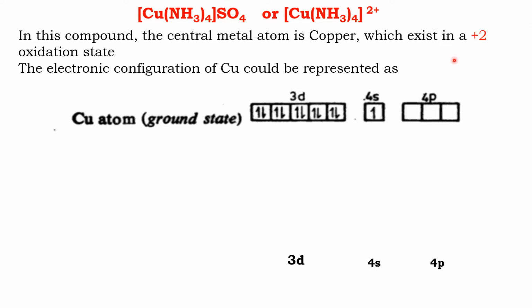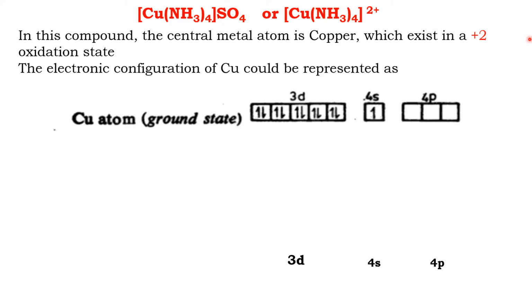The compound we take here is [Cu(NH3)4]SO4, or [Cu(NH3)4]2+. This is called copper ammonium sulfate, that is the trivial name, and the IUPAC name is tetraamminecopper(II) sulfate. We have to explain the hybridization and structure of this particular coordination compound.